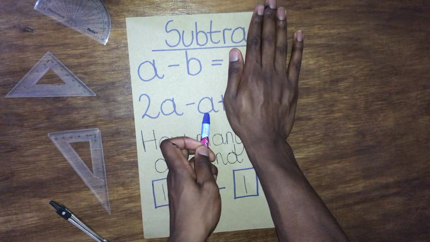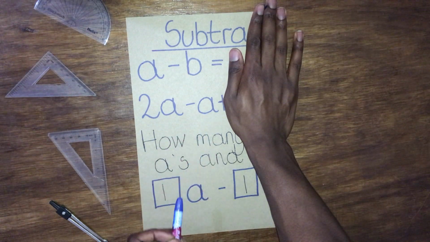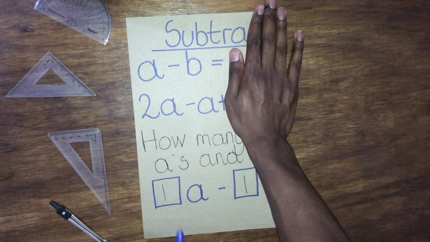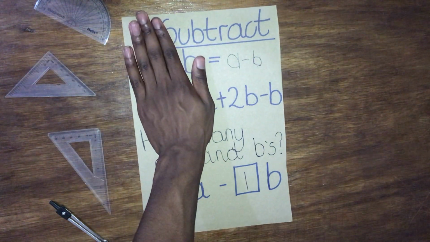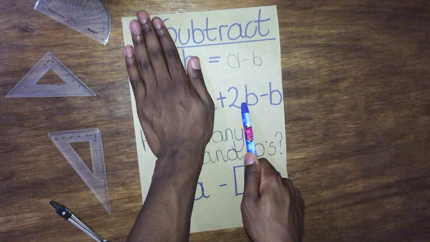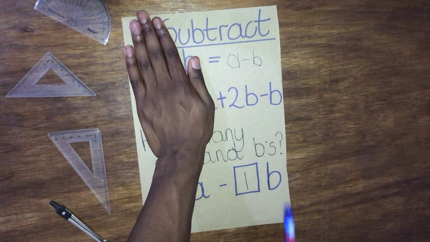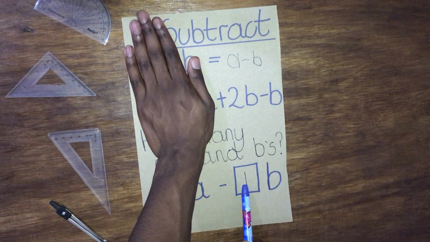2A minus A, what does that give us? 1A. Let us focus on the B's. Positive 2B minus B, what does that leave us with? 1B.